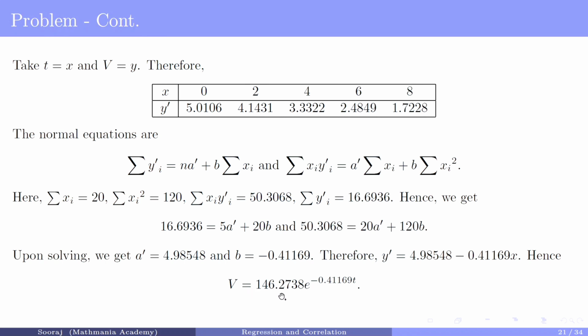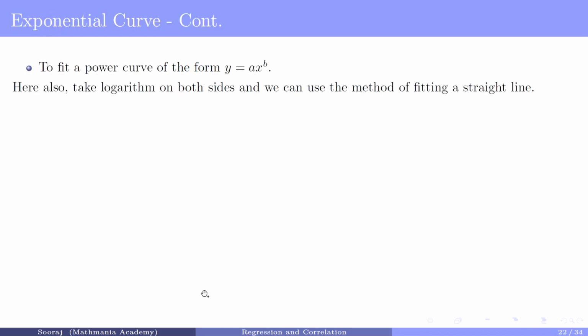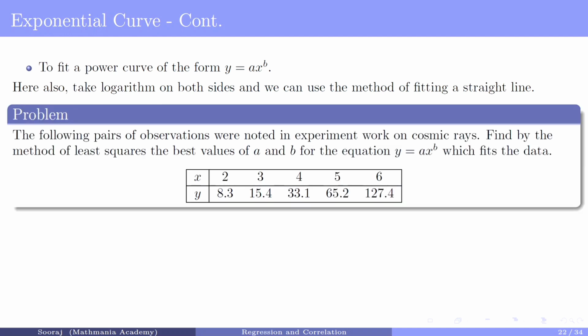So initially we were expecting to get something like a e to the power bx, isn't it? So finally we obtained it. There we were expecting to fit a e to the power bx. Here we are expecting to fit a x to the power b. Here also we are just going to take the logarithm and make it a linear equation. Once it is a linear equation, we can use the linear regression technique.